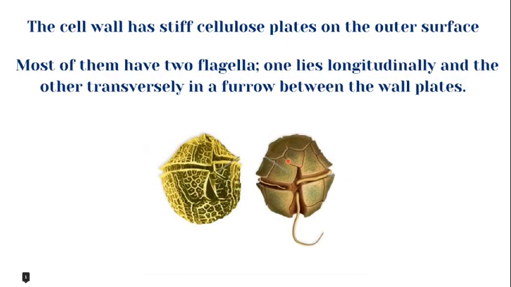The cell wall of these dinoflagellates has stiff cellulose plates on their outer surface. Most of them have two flagella. One of them lies longitudinally and the other transversely in a furrow between their cellulose wall plates. You can see the longitudinal flagellum as well as the transverse flagellum.